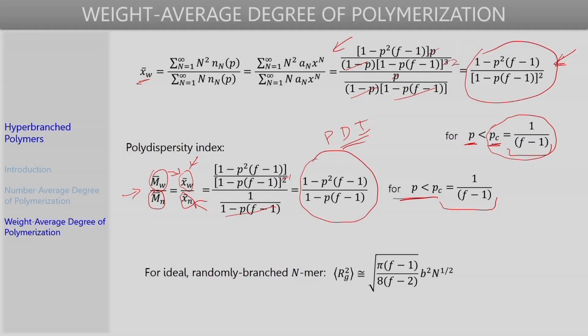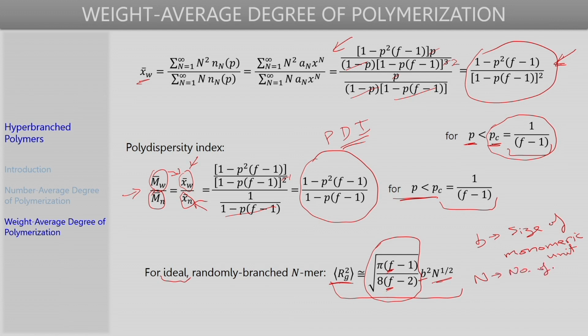Apart from these quantities, another important quantity that's different for a branched polymer compared to a linear polymer is something that relates to its size, and that's the radius of gyration. So, if we consider a randomly branched n-mer which is ideal, so if we are neglecting again the excluded volume effects, then it can be shown, we will not go through a derivation here, but we will just write down the final result, that this R_g squared, the mean square radius of gyration, is equal to this quantity which is dependent on this f here, multiplied by b squared n to the power half. So, this b is nothing but the size of the monomeric unit, and n, of course, if we are considering an n-mer, is the number of monomeric units.